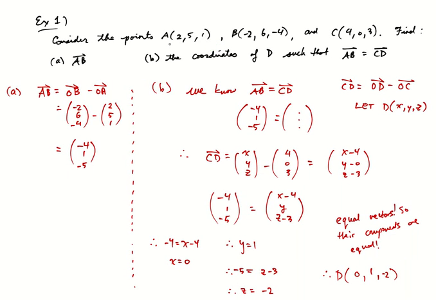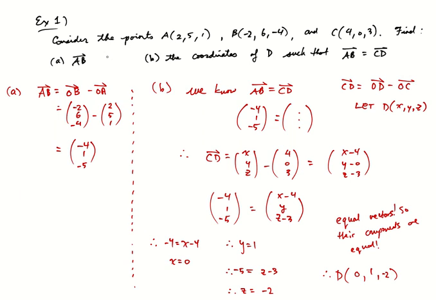Alright, example 1. Consider the points A (2, 5, 1), B with the coordinates (-2, 6, -4), and C with the coordinates (4, 0, 3). Find the vector AB, and also find the coordinates of D such that the vector AB is the same as the vector CD.